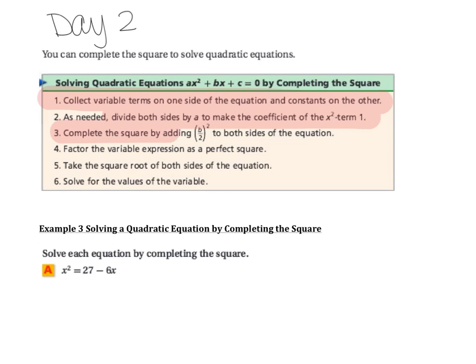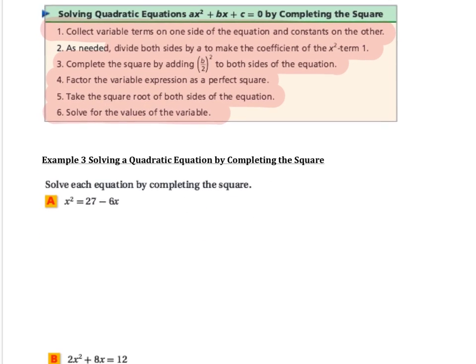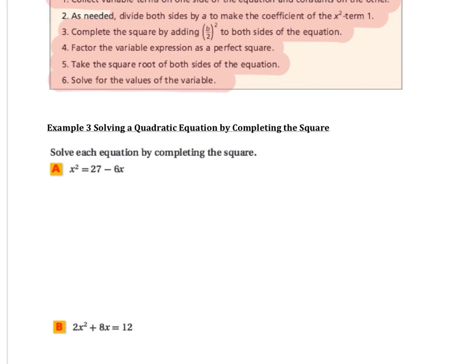Going to complete the square like we just did in this prior part. Factor the variable expression as a perfect square. Take the square root of both sides, and then solve the values of the variable. So, following the steps. First thing, I gather x terms on one side.